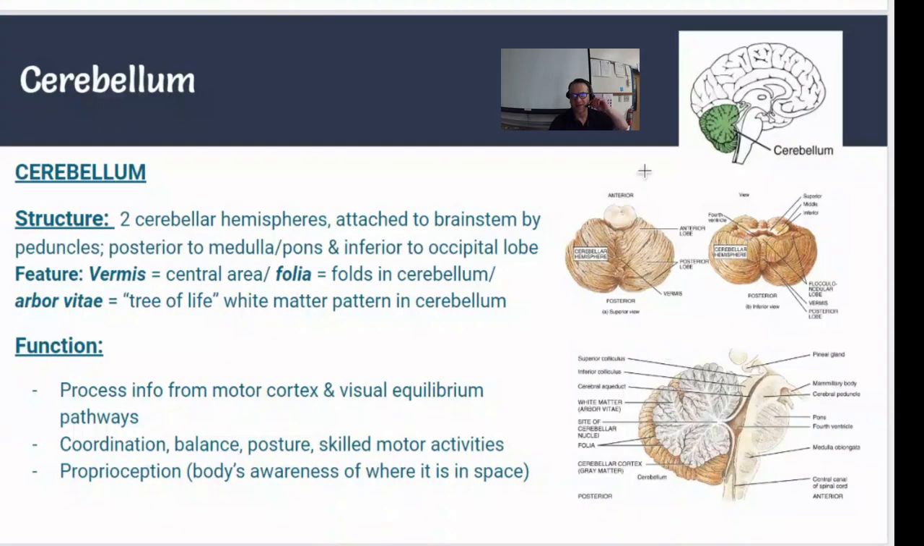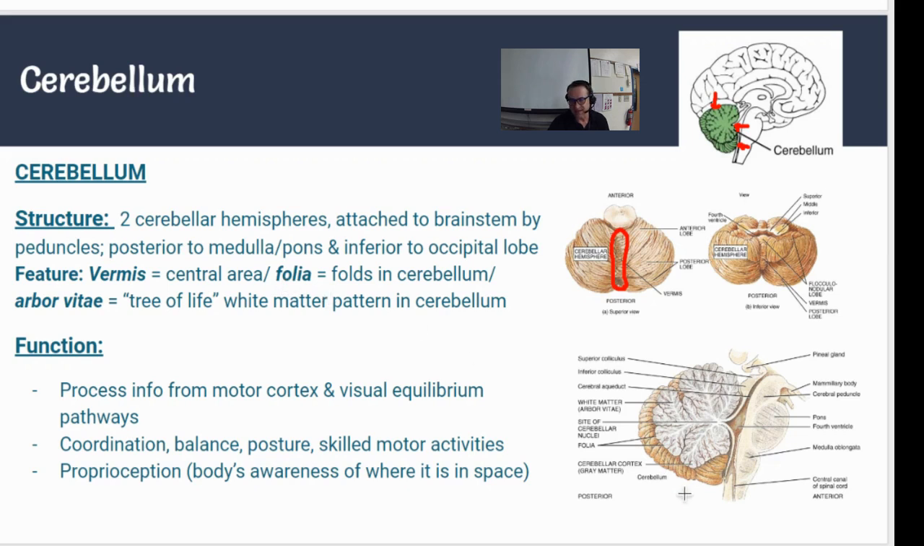And the last part of the brain I'm going to go over today is the cerebellum. Cerebellum right here, located posterior to the pons and posterior to the medulla and inferior to the occipital lobe of the cerebrum. There it is in green. Some features: it's called the vermis. It's right here, the central region of the cerebellum.